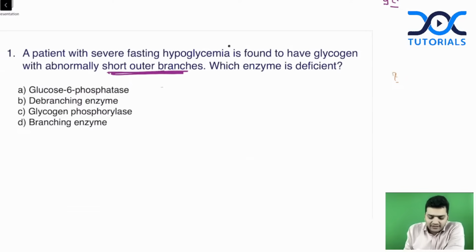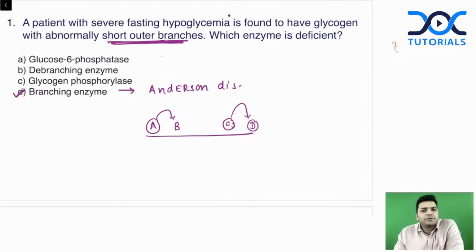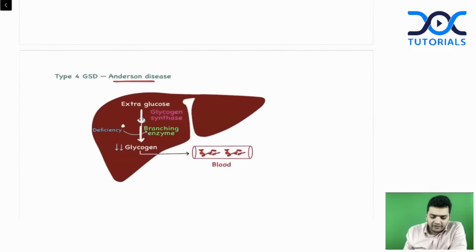And the branching enzyme deficiency is referred to as what? Anderson disease. And we use the mnemonic that is ABCD. ABCD stands for Anderson disease is due to deficiency of branching enzyme, and the Cori disease is due to deficiency of D branching enzyme. This is what we have learned. So Anderson is due to deficiency of the branching enzyme. The same thing is explained here in this diagram.